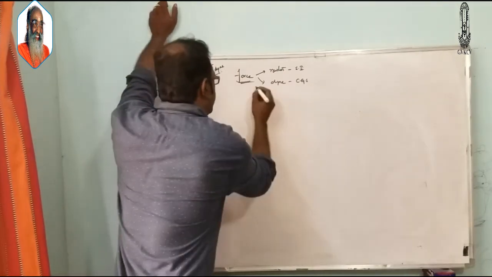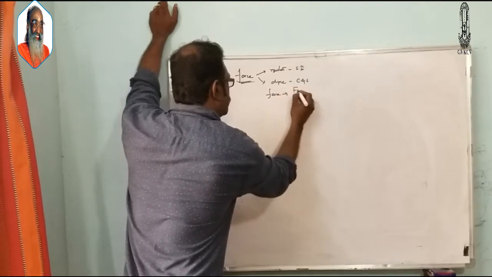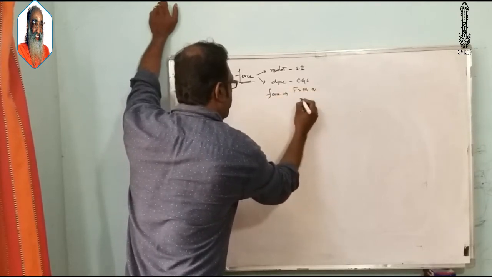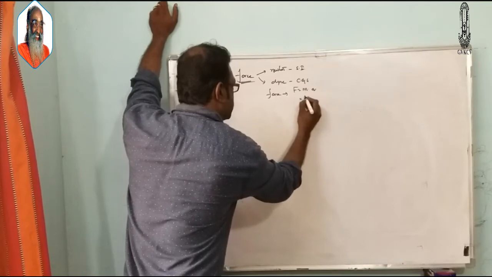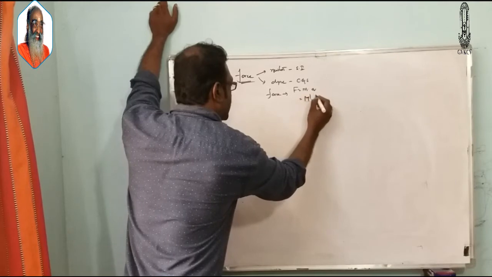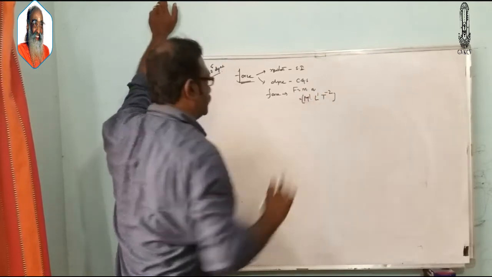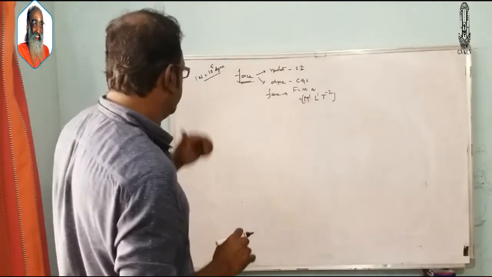First of all, write the dimensions for the force. F is equal to ma. Now using this you can write the dimensions. Mass is M^1 and acceleration is L^1 T^-2. Okay, now we have written the dimensions.